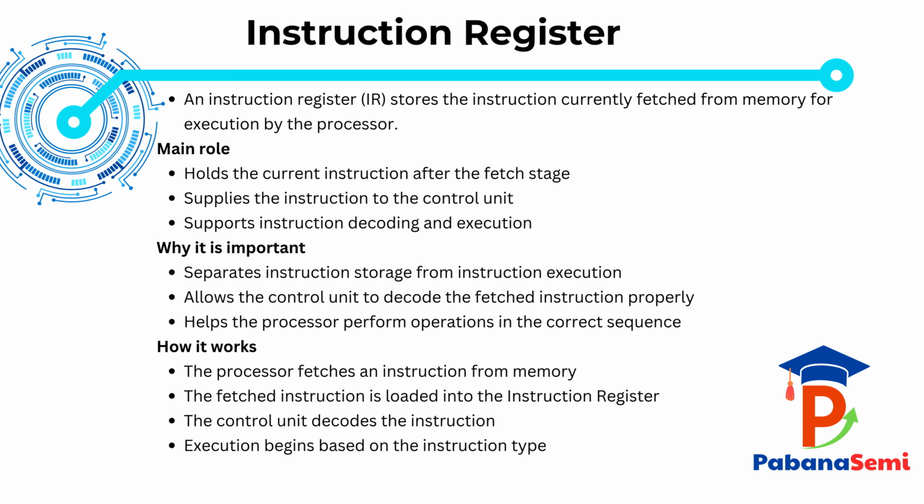This process is part of the instruction cycle, which includes the fetch, decode, and execute stages. By holding the current instruction, the instruction register helps the processor execute operations in the correct order and ensures proper control of the program flow.